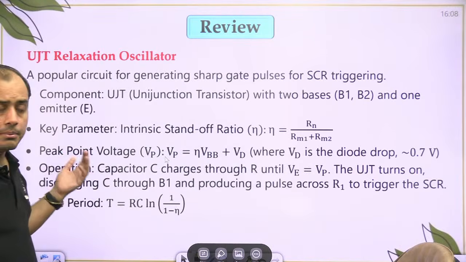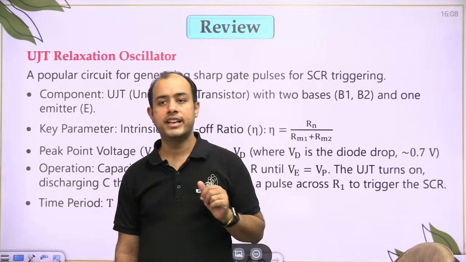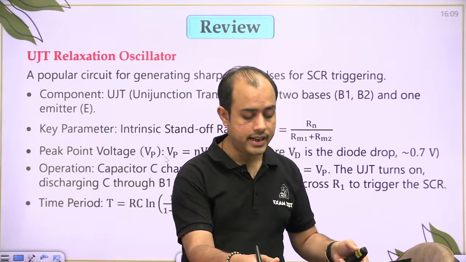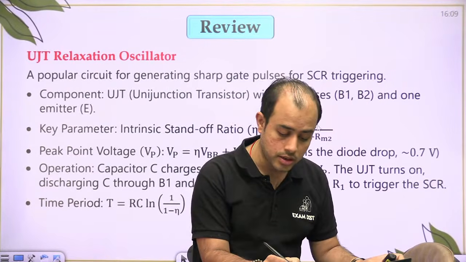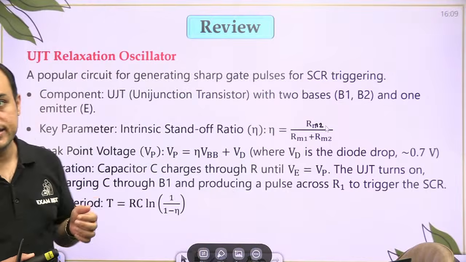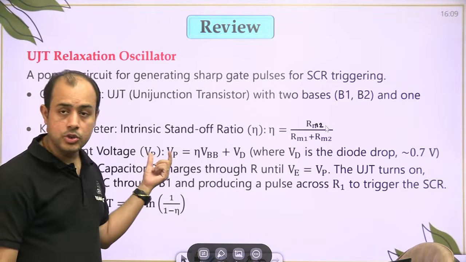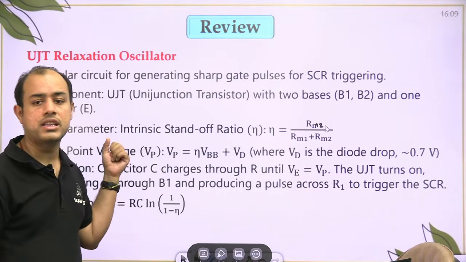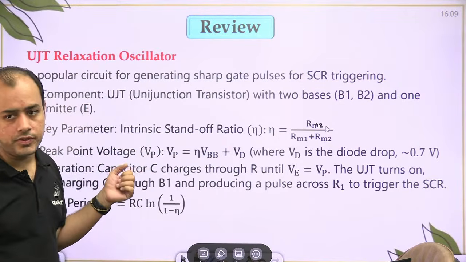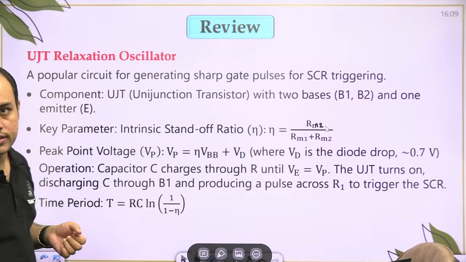But the best is the UJT relaxation oscillator. It generates very sharp pulses. In this case, there is an intrinsic standoff ratio, that is RB2 by RB1 plus RB2, and it is approximately 0.7 to 0.9. And the UJT turns on whenever the voltage at emitter exceeds eta VBB plus VD. So whenever voltage exceeds this level, then UJT turns on.